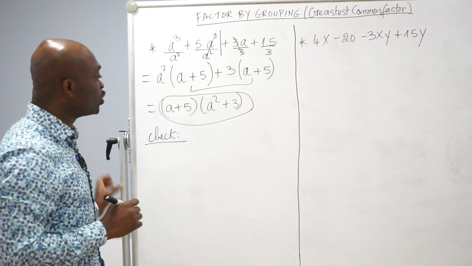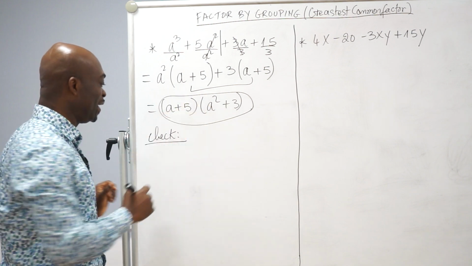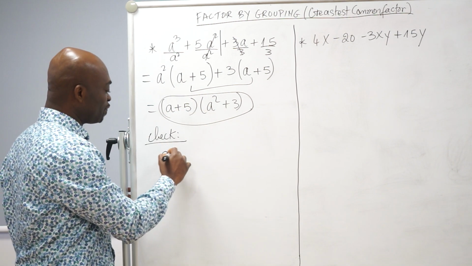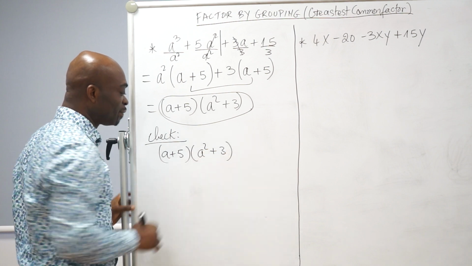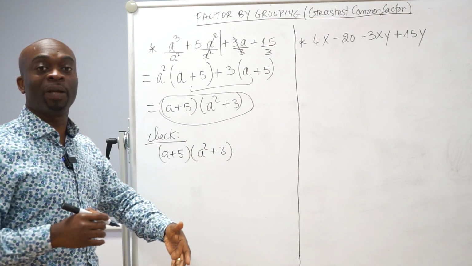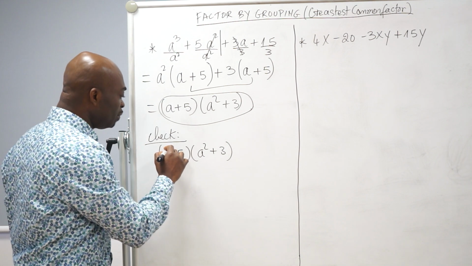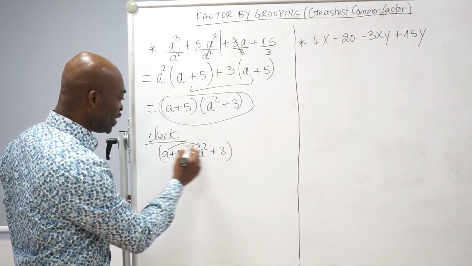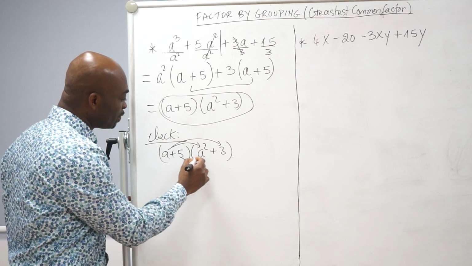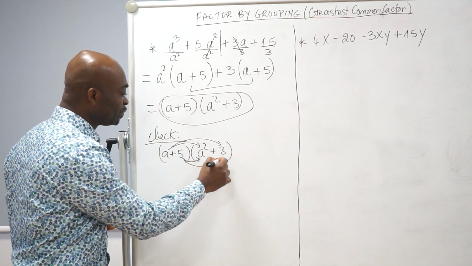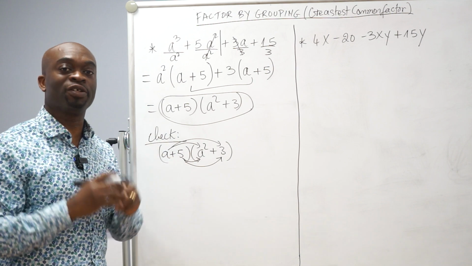So let's check it out. To check it out, you're going back and using multiplication. That means you have a plus 5 times a squared plus 3. So now you have to multiply. You have to have a times a squared, you have to have this one as well, this one too, and that one as well. Okay? So that's multiplication of two factors here.